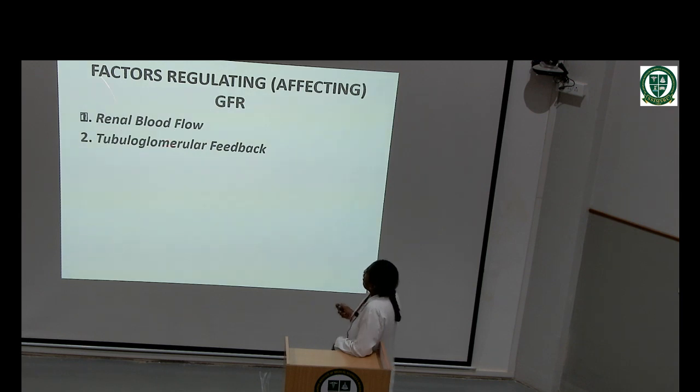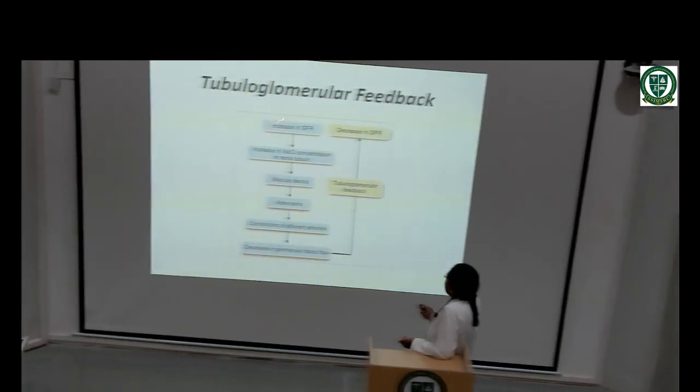Coming to the factors regulating or affecting this GFR. Renal blood flow. In the previous class we learned that there are two mechanisms. One is myogenic mechanism, second one is tubuloglomerular feedback mechanism. These factors also affect the GFR. Tubuloglomerular feedback.